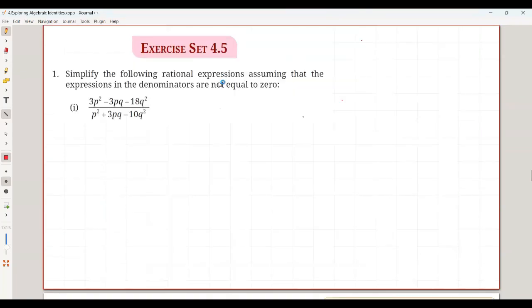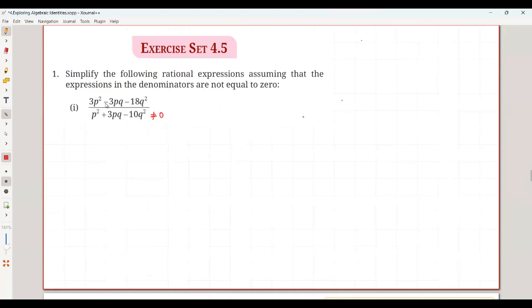Exercise 4.5, question number 1. Simplify the following rational expression, assuming that the expressions in the denominators are not equal to 0. This is the not equal to 0 condition. Right, so now what do we have to do? We have to check whether an identity can be used. When we use an identity, the expression should be in the form of a perfect square. Here, no terms are perfect squares. Here also, there are no perfect squares.